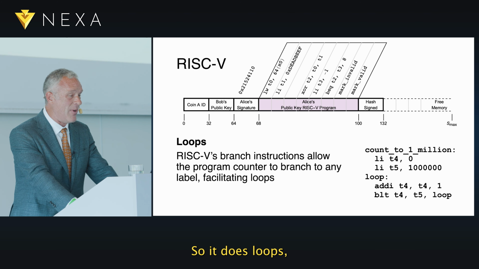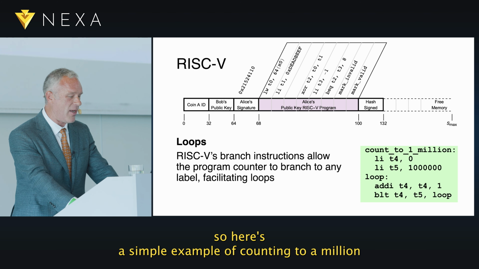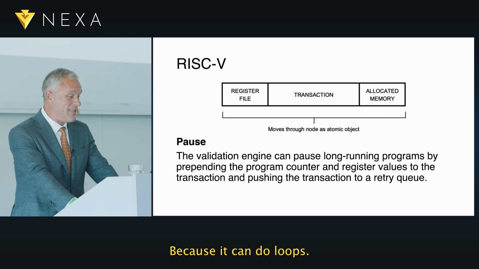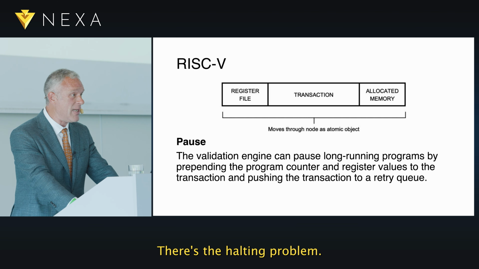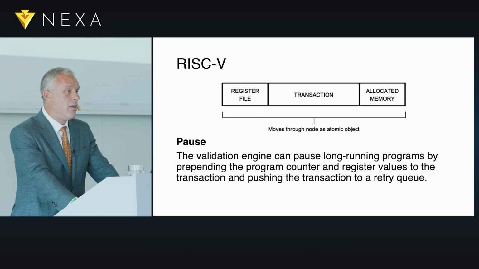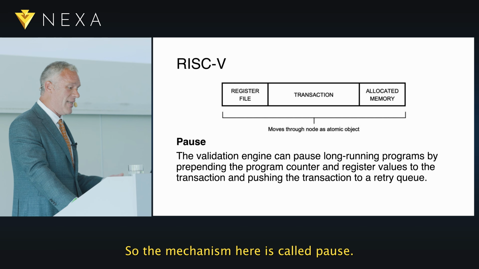RISC-V is Turing complete, so it does loops. Here's a simple example of counting to 1,000,000 in RISC-V. Because it can do loops, there's the halting problem. We don't know in general whether a program will ever stop. So we need a way to resolve that. The mechanism here is called pause.